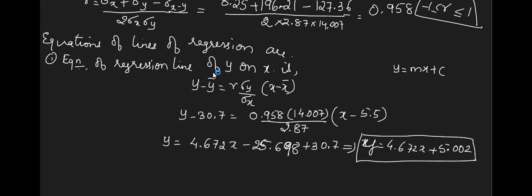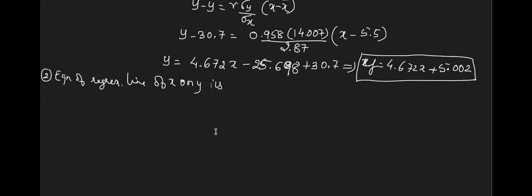Correct? Similarly, we have to take the second one. What is that? Equation of regression line of x on y. Tell me the standard format. Don't write directly. You should write the general form, then substitution and simplification. X on y means the x term will come here. What I have to write here? x minus x bar equals r into sigma x upon sigma y. Am I correct?